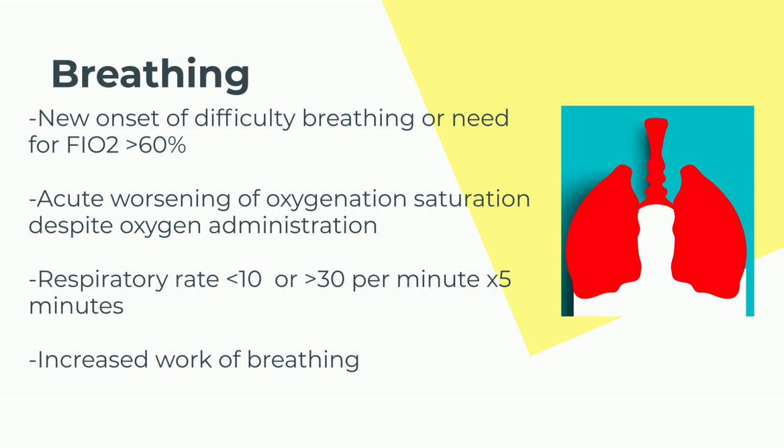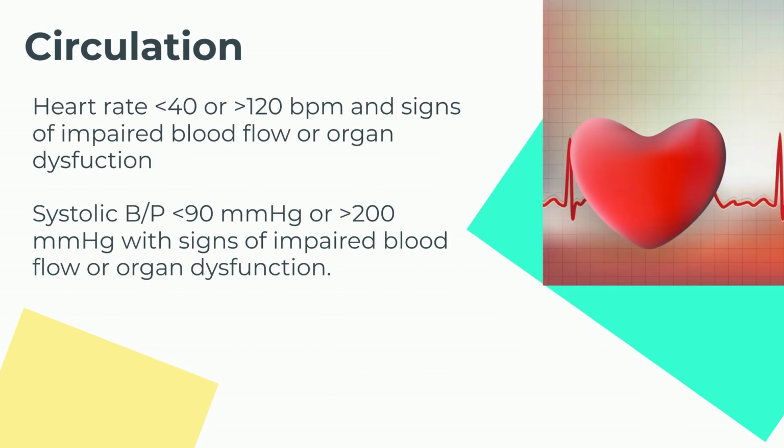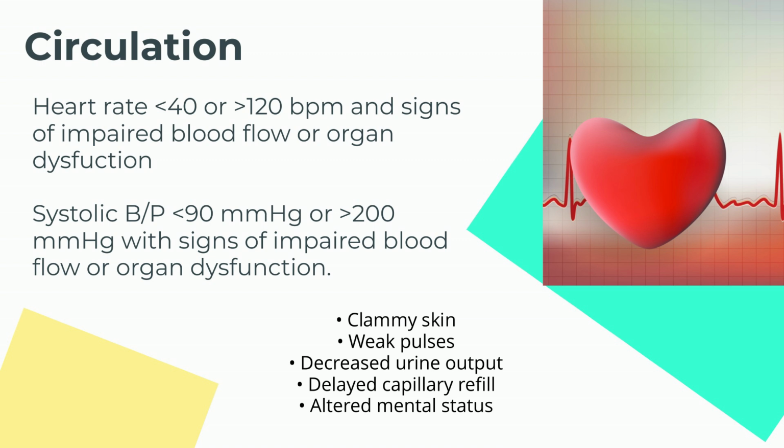If your patient has a respiratory rate less than 10 or greater than 30 per minute for 5 minutes, or if they exhibit signs of increased work of breathing. You'll want to initiate the rapid response team if your patient's heart rate is under 40 or over 120 with signs of impaired blood flow or organ dysfunction, or if their systolic blood pressure is under 90 or over 200 with signs of impaired blood flow or organ dysfunction, like clammy skin, weak pulses, decreased urine output, delayed capillary refill, or altered mental status.